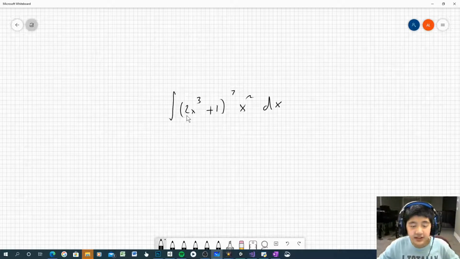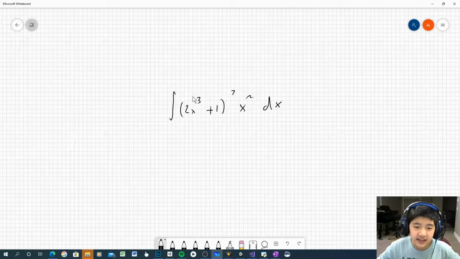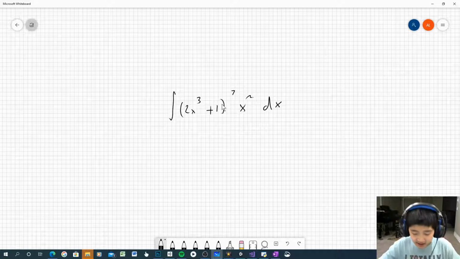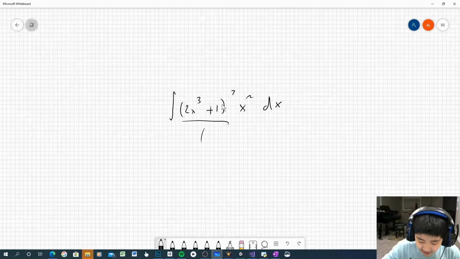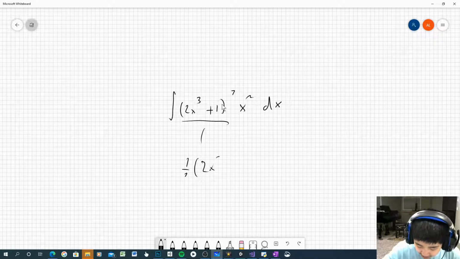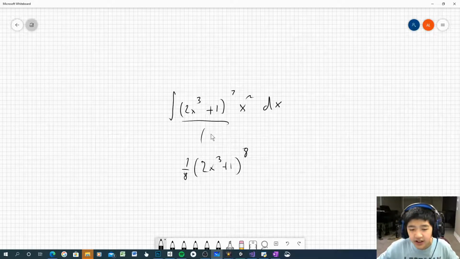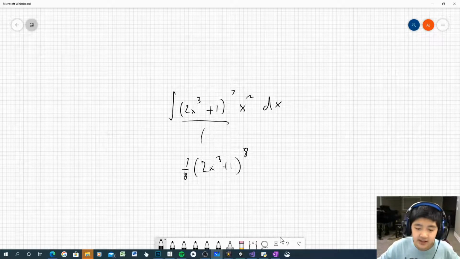because, as we know from derivatives, we can't treat a group of terms as a single variable. So we can't just say that the integral of this would just be 1/7 times (2x^3 + 1)^8, actually. We can't just say that this is equivalent to the integral of that, because we know from the chain rule that we can't just do that with groups of terms.